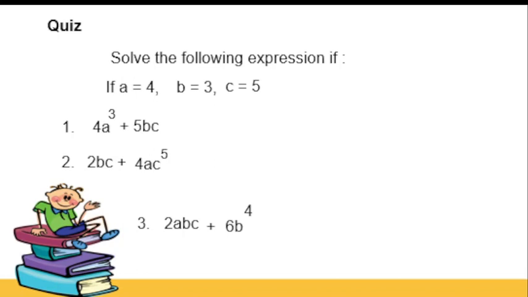So there are only 3 numbers. Again, so you have 4a cubed plus 5bc. Number 2 is 2bc plus 4ac to the 5th power. And number 3 is 2abc plus 6b to the 4th power. So you answer that in your notebook.